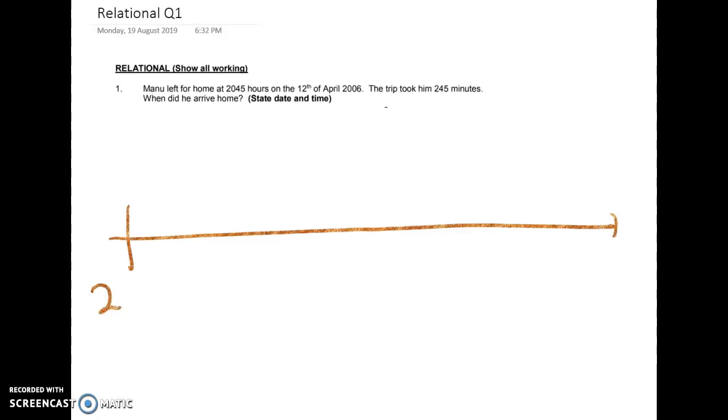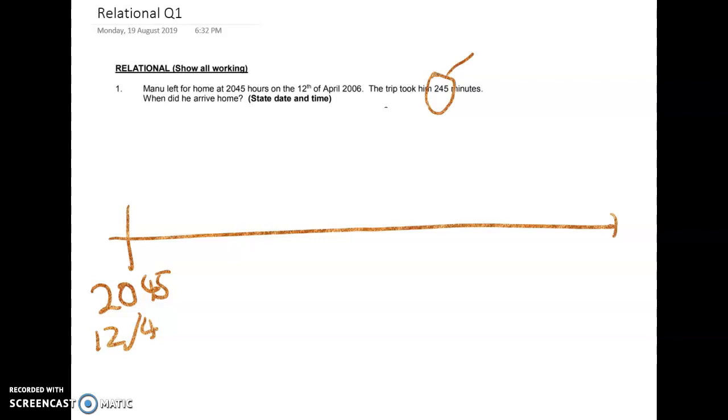And here it says clearly you have to show all working. Okay, Manu left for home at 20:45 hours on the 12th of April 2006, so 13 years ago. The trip home took him 245 minutes. When did he get home? So this is one where I do want to, you guessed it, use a number line. Okay, here's my starting point, 20:45 on the 12th of April. And the trip took him 245 minutes.